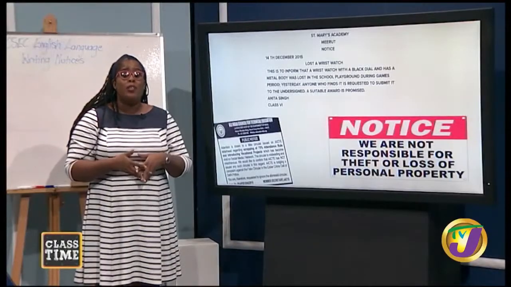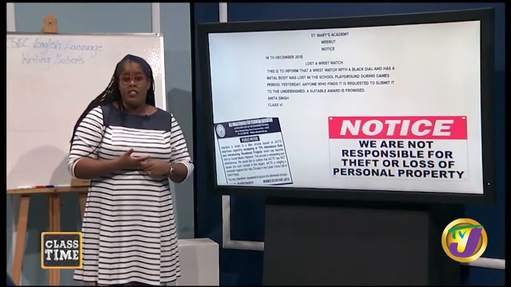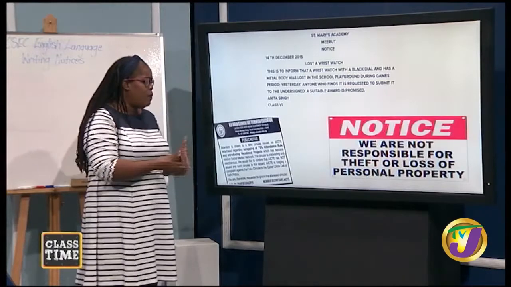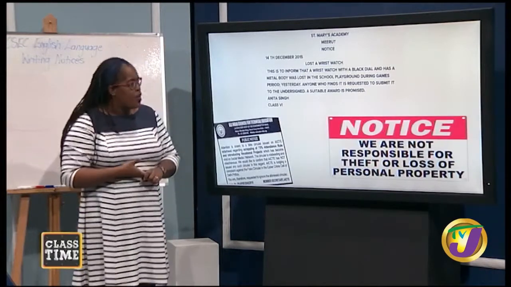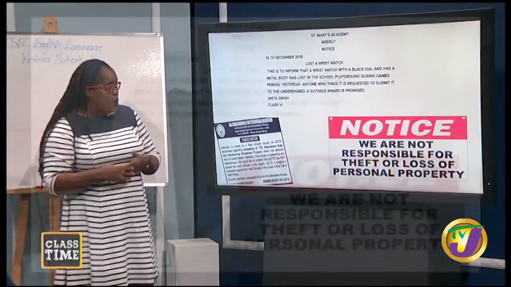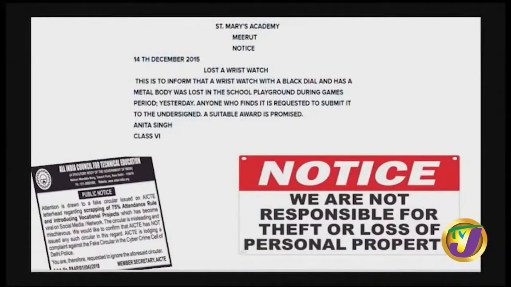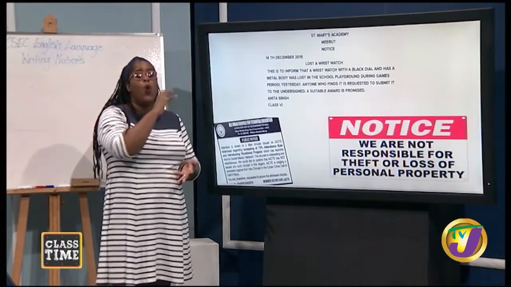Now we see several of these. I've seen many of these. Think about it if you have ever seen any notices like these. The other one says: notice, we are not responsible for theft or loss of personal property. Now, think about it. How would you categorize these types of notices? Which of these notices would be an informational notice? Which one would be a guidance notice? Which one would be prohibition? Think about it. So I want you to categorize these 3 for me and tell me where you would put them.